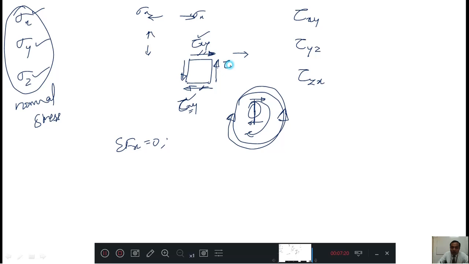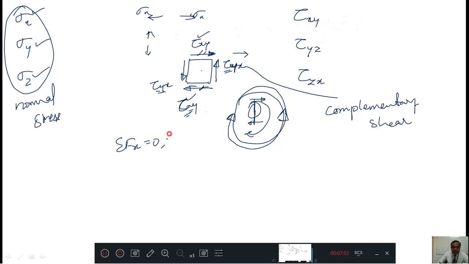This one, if I call it tau yx, with a different name, then this tau yx is called complementary shear. Okay, now you have got complementary shear and shear stress, and all together the body is in equilibrium.